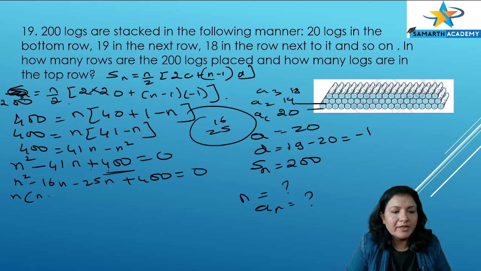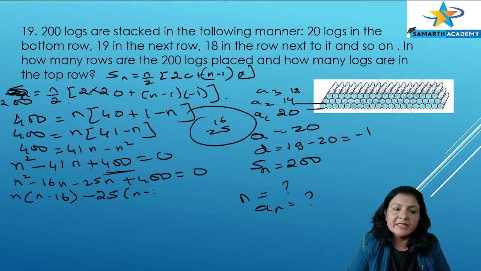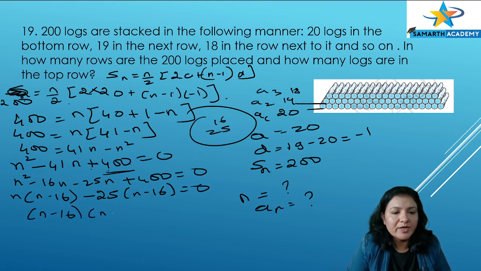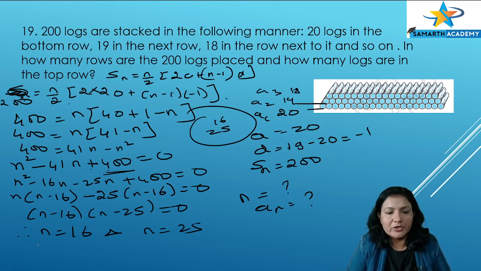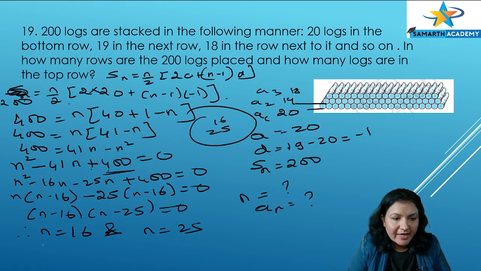n take common, n minus 16 will remain. Minus 25, again n minus 16 is equal to 0. So n minus 16 into n minus 25 equal to 0. Therefore, n is equal to 16 and n is equal to 25. Here there are two values. Okay, so how do we know which one is correct? If I find a16, how much will it be?